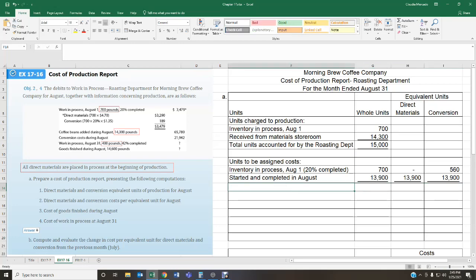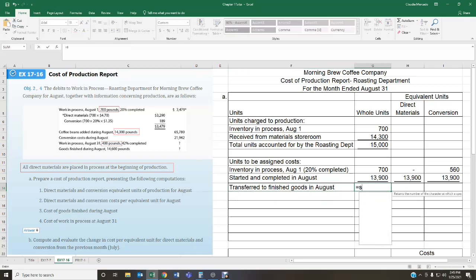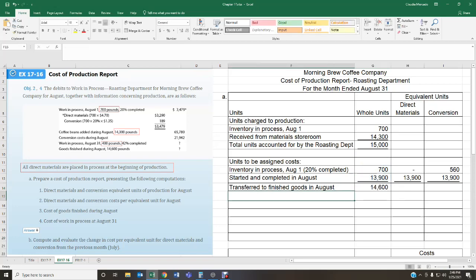Okay? So now I can calculate how much was transferred to finished goods. Okay? So to do that, you add your inventory in process at the beginning of August plus what you started and completed in August. Okay, and that will give you a total, and you're going to do that for both the whole units, the direct materials, and the conversion. You add your inventory in process plus what you started and completed to get your total. Okay? And that will give you the transfer to finished goods in August amount. That is what's done, complete, ready to be sold.